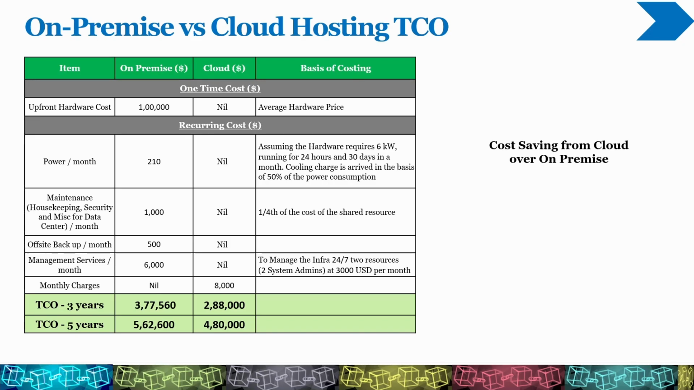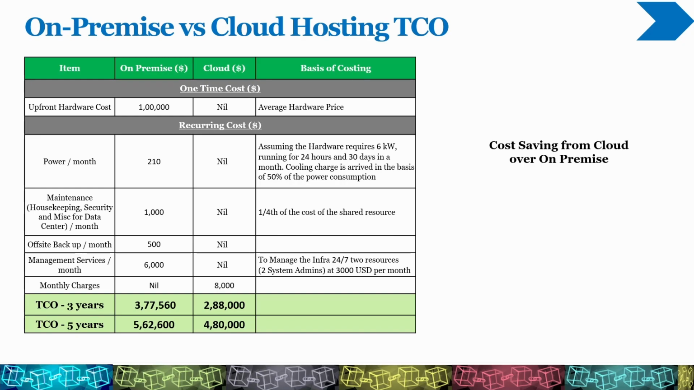Upfront hardware cost is a one-time investment, so let's calculate it only once. So it will be 100,000 USD plus 36, which is 36 months, into the summation of all the remaining recurring costs for the on-premise installation. So it will be 377,560 USD for a total of 3 years.